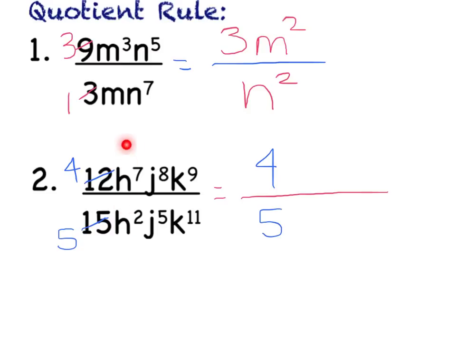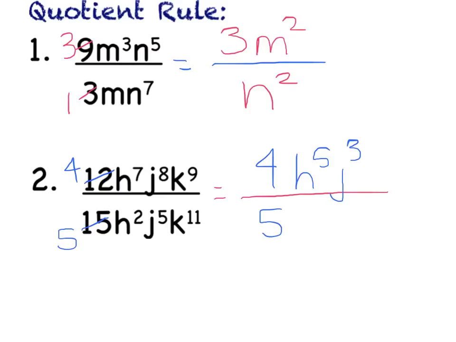Now I have to look at my next common term, which is my h's. So I have 7 on the top and 2 on the bottom. When I subtract these, I know I'm going to get 5 h's. I have more on the top, again, than I do on the bottom, so the 5 h's are going to stay in my numerator. So I have h to the 5th on the top. I'm going to look at my j's. My j's are my next term. I have 8 on the top and 5 on the bottom. When I subtract, I know I'm going to have 3 left over. So I'm going to put my j to the power of 3 in my numerator. And again, I'm putting them in the numerator because I have more on the top than I do on the bottom.